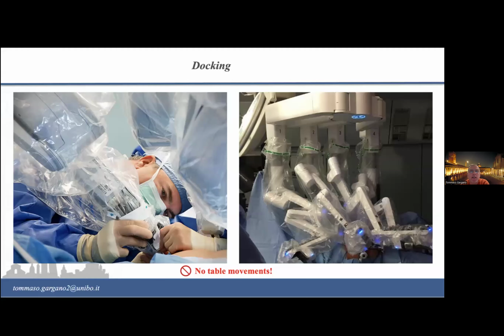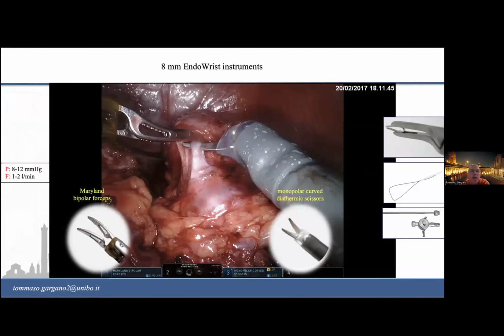The docking. When the robotic system is docked, don't forget the table movements are provided in order to avoid injuries and lesions to the patient due to the force of the robotic arms.